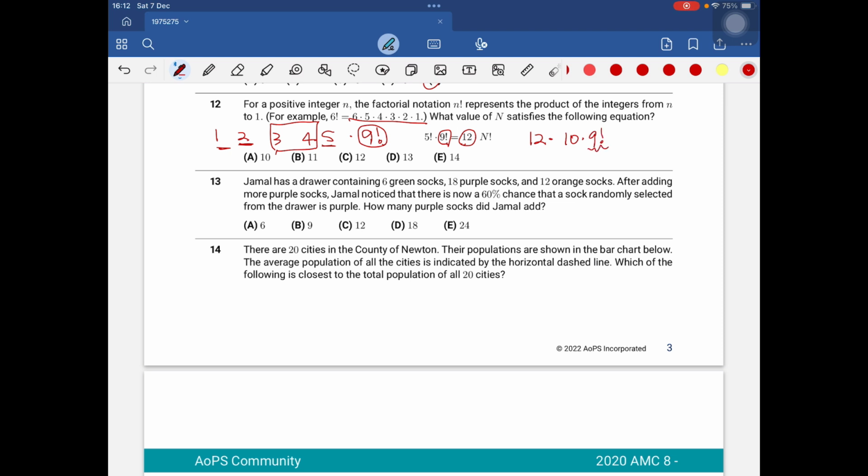So 9 factorial is 9, 8, 7, and so on until 1. And now we have another 10. So all together, this is 10 factorial.